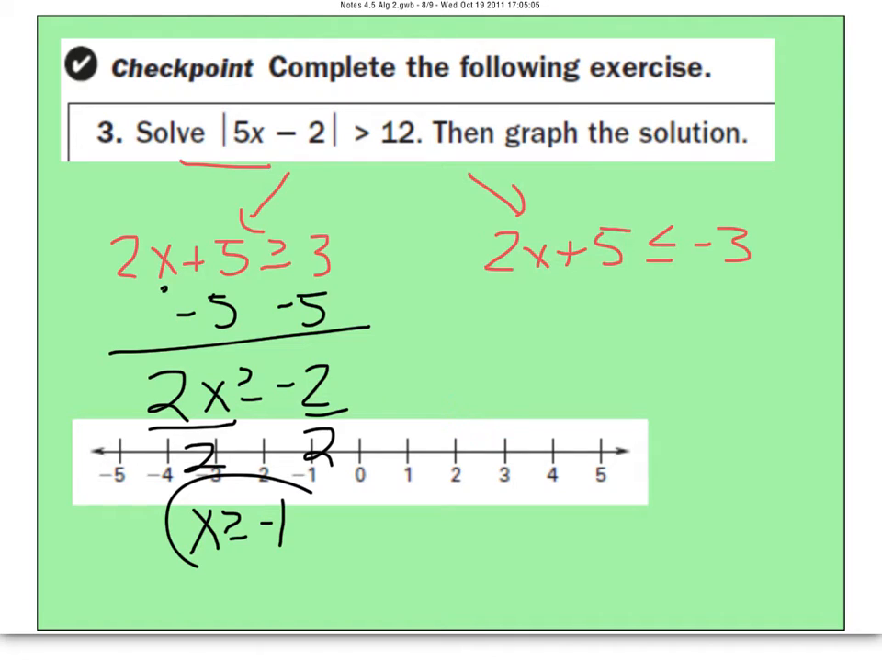Let's look at one more. I'm just going to break this up already. It's ready to go. 5x minus 2 is greater than 12. And then 5x minus 2, flip the sign, change it to negative 12. Let's solve them both at the same time again. To get this x by itself, I have to move the negative 2 first, so I'm going to add 2 to both.